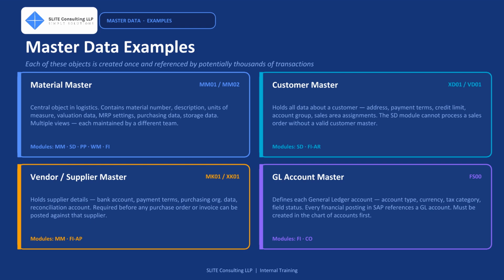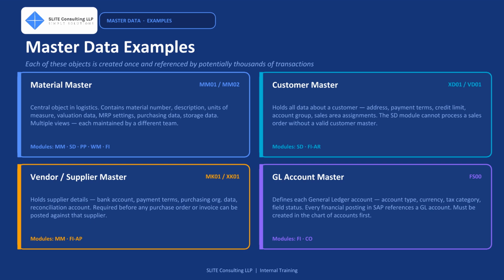The material master must reference configuration, specifically a plant, a storage location, and a valuation area, all of which must exist before the master record can be created. The customer master, XD01 for central, VD01 for sales, holds customer data including payment terms, credit limit, delivery address, and sales area assignment. No sales order can be processed without it.